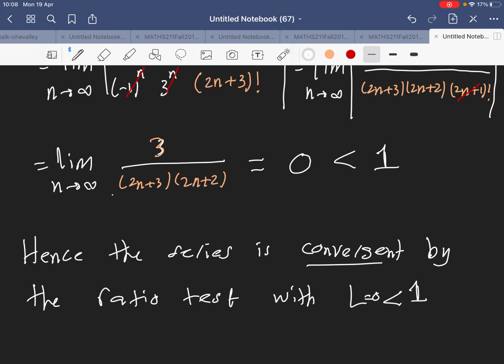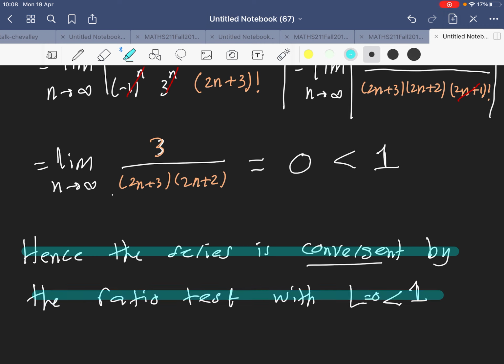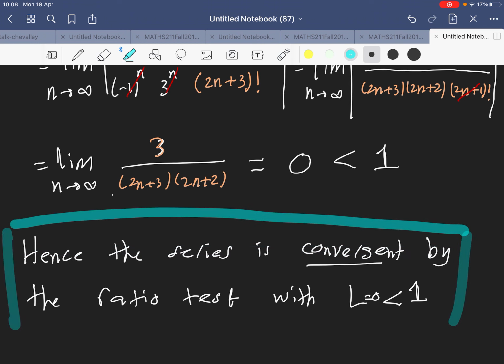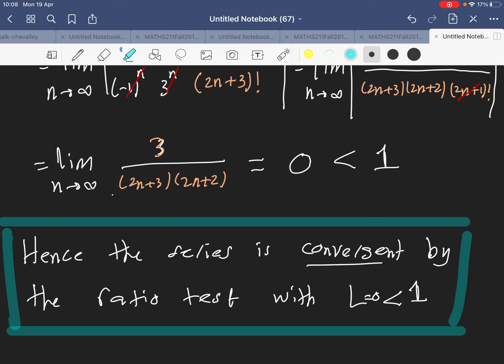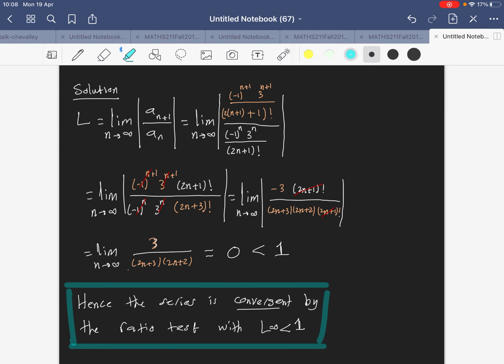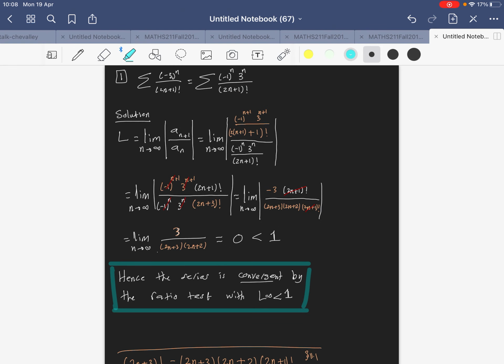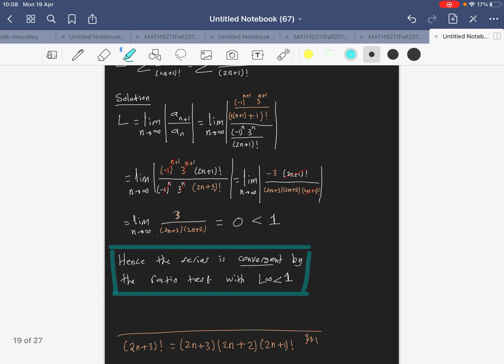You need to write this statement here, all of it. It's very, very important you write it down, this statement. So just keep it in mind. You have to write the reason and how you find the limit. Okay, I think that's straightforward.